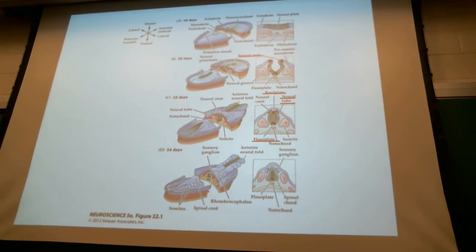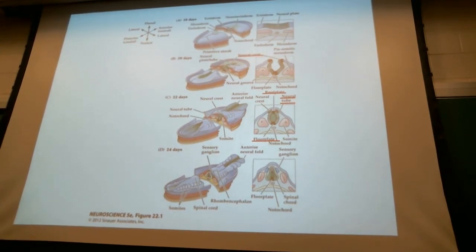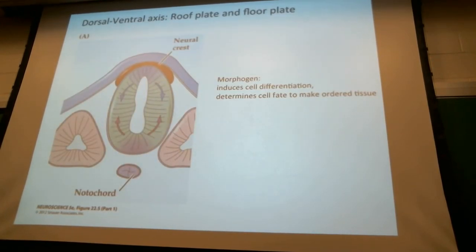So the close to the surface is called the roof plate, and on the other side is called the floor plate. And those are going to be very important portion because that's like an information center and sending signal. So the dorsal ventral axis will be instructed by this roof plate and floor plate plus nodal.